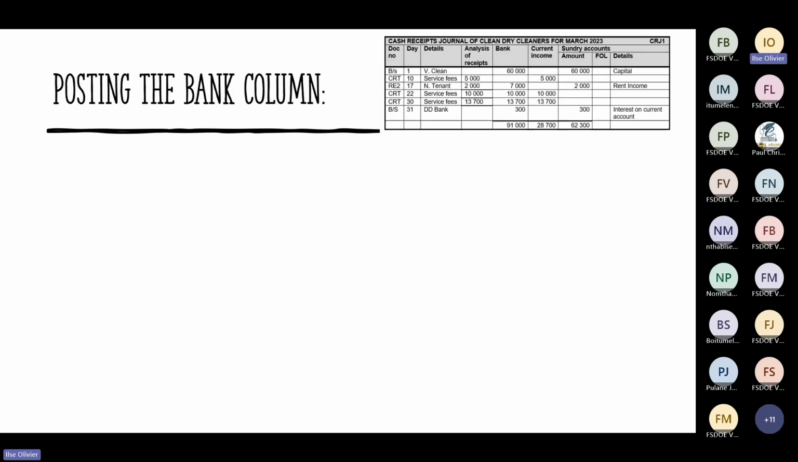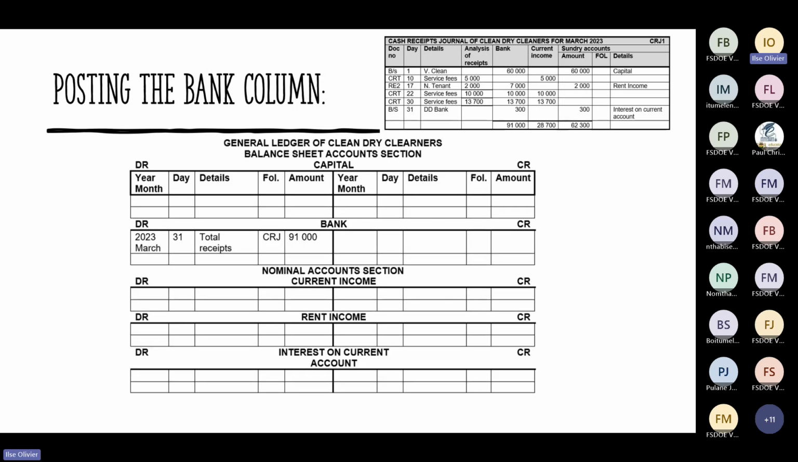So let's look at here. We're going to start at the bank column here at the top. Bank is our most important column. So we said bank is an asset. If you receive money, bank is going to be debited.